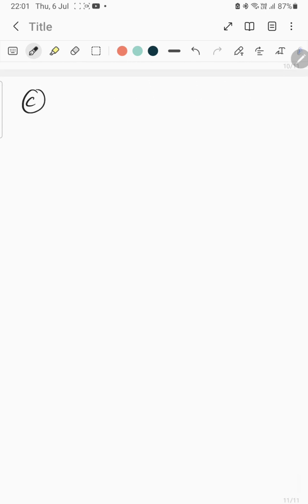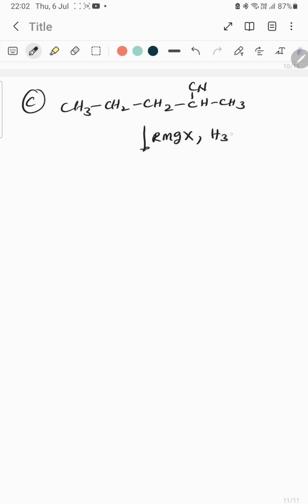Option C: CH3, CH2, CH2, C, CN, H, CH3, RMgX, followed by hydrolysis. In the previous questions, we discussed this type of equation.